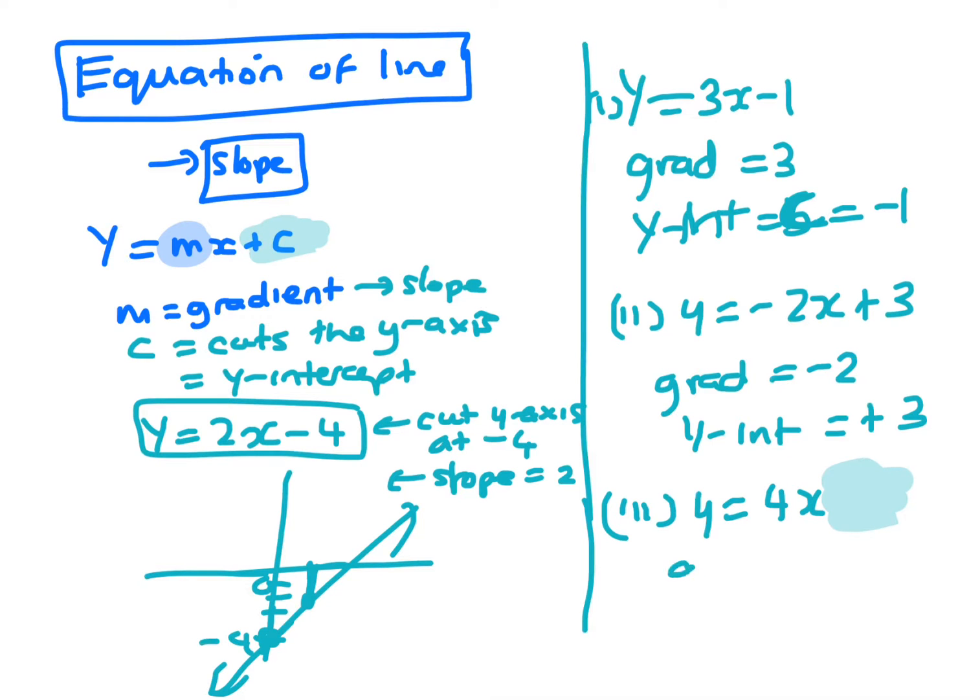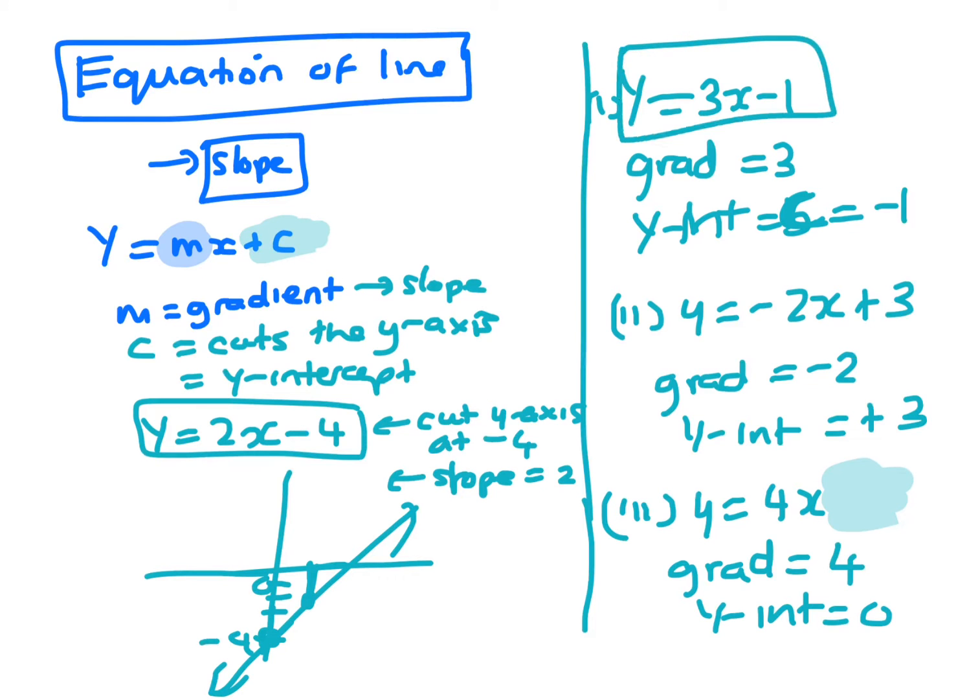And if you have 4x, and you have absolutely nothing here, that means that you have no y-intercept, but your gradient's still the number that is in front of the x, which is the 4. And the y-intercept isn't there, so therefore it must be 0. So that's just finding the gradient and the y-intercept if you're given the basic equation.